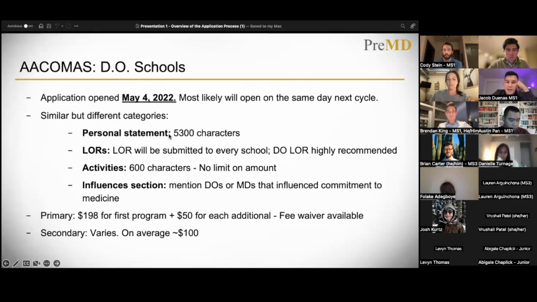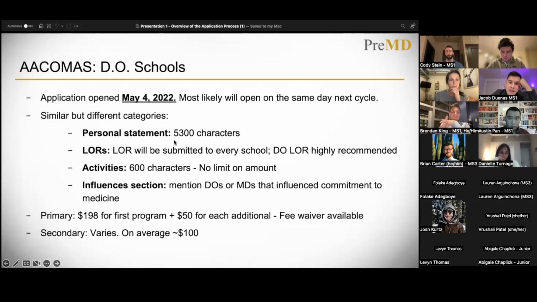The letters of rec are going to be submitted to every school that you apply to. And for this, a strong tip, or it's encouraged, is that at least one of your letters of rec comes from a DO doc. That's something to consider if you are considering DO schools. The activities are a little shorter. You get 600 characters, but there's no limit on the amount of activities that you can do. And then just this influences section.